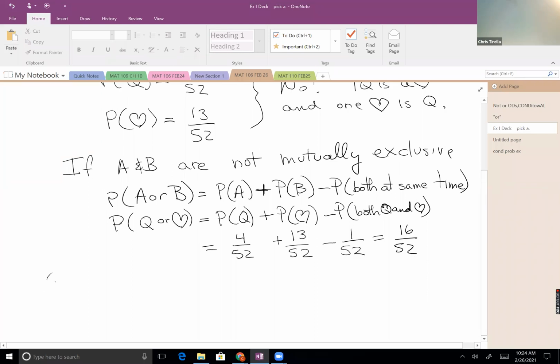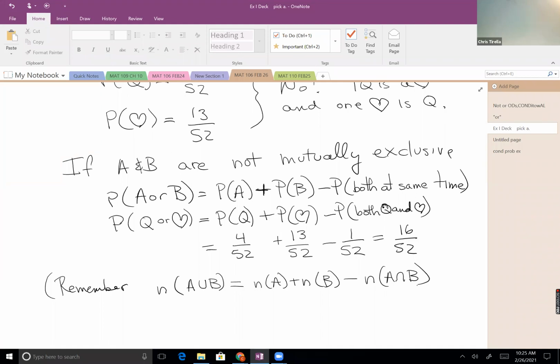And this is very much like, you remember when we were counting the number of things. A union B, remember union is like the OR, is equal to the number of things in A plus the number of things in B minus the number of things that they have in common. And we're applying that rule to our events when they're not mutually exclusive.